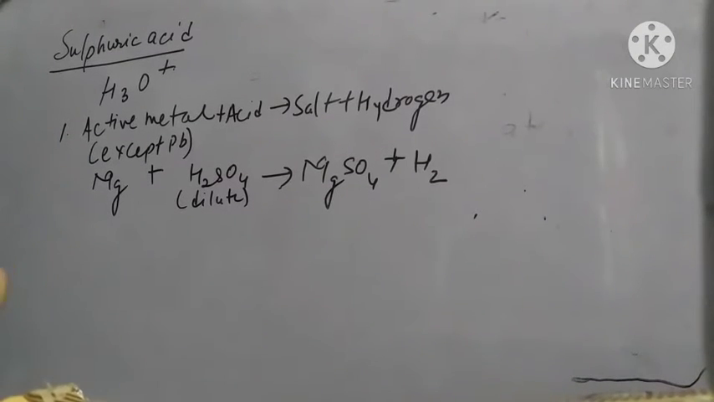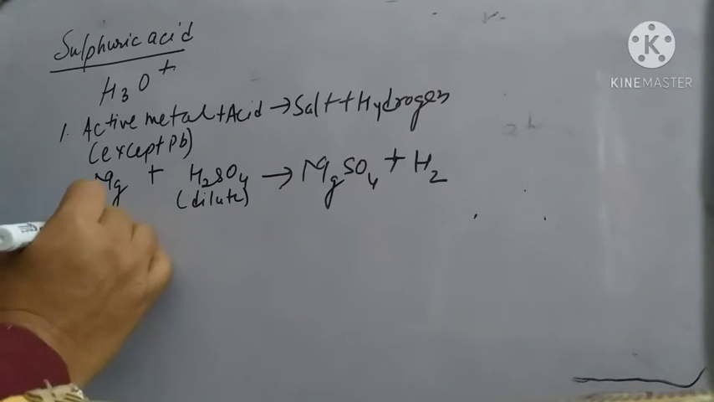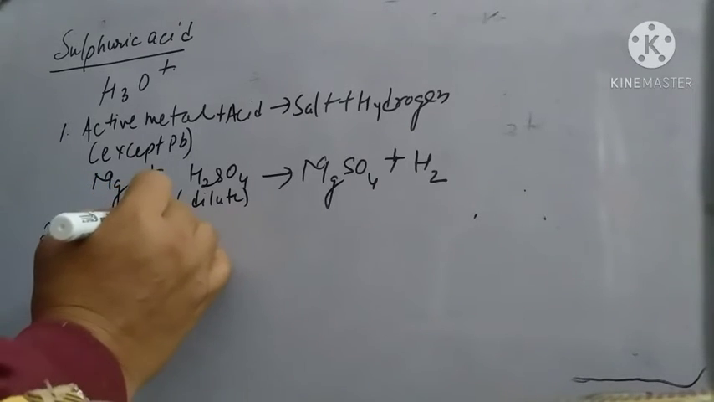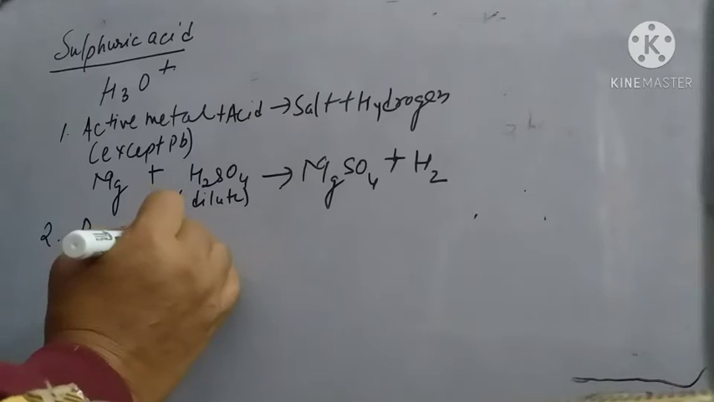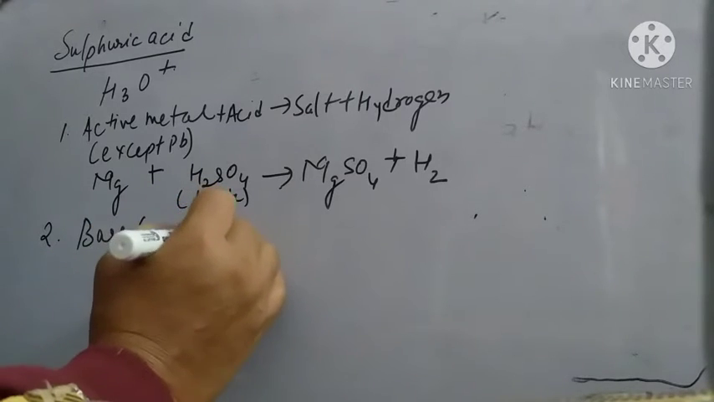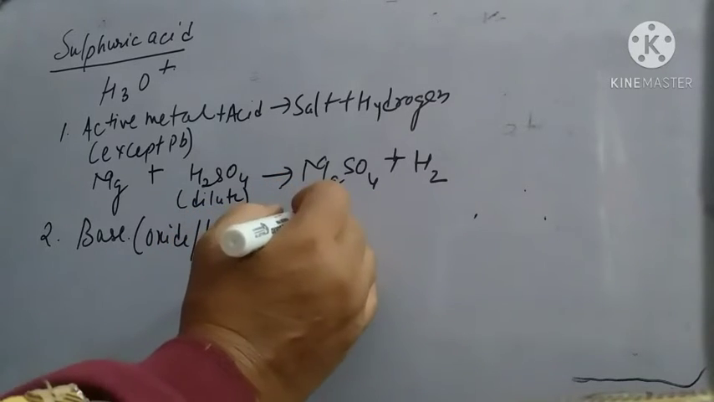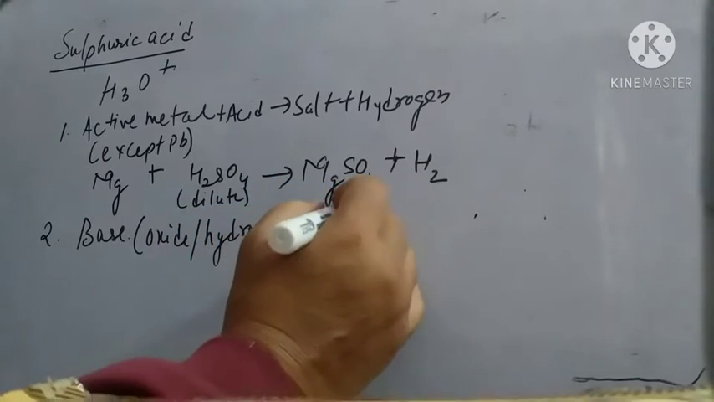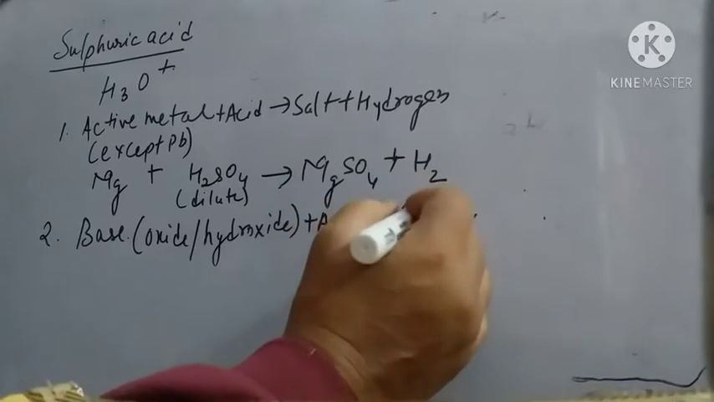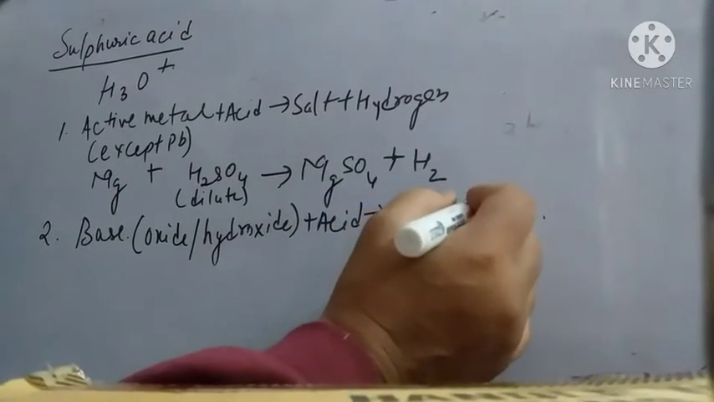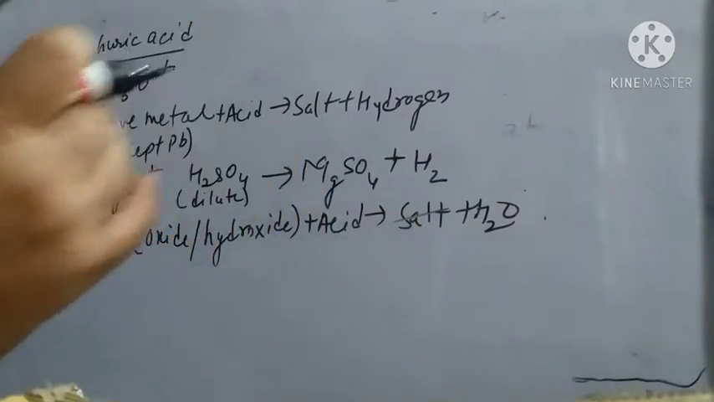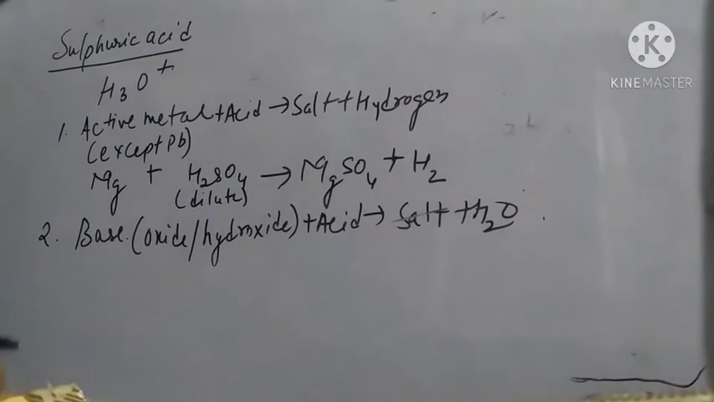Now the second reaction is base, whether it is oxide or hydroxide of a metal, it will always give salt plus water. Here we can take the example of any metallic oxide or hydroxide.